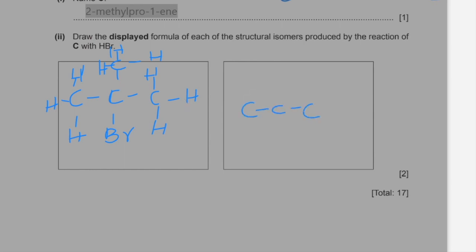So we have the backbone over here with the methyl group on the second carbon atom, and in this case the bromine can be bonded to the first carbon atom, making it a structural isomer, and the rest of the hydrogen atoms bonded to carbon. This is it.